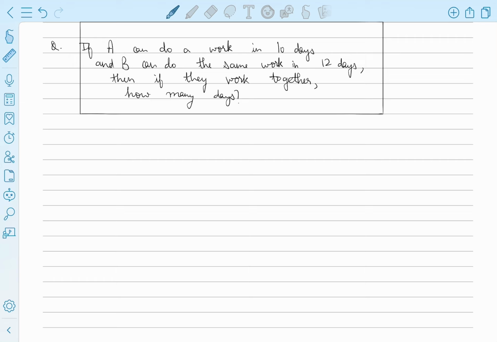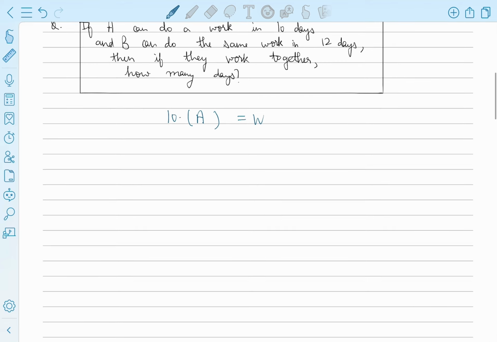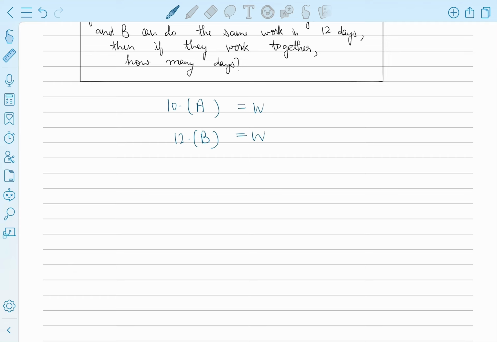If A can do a work in 10 days and B can do the same work in 12 days, then if they work together, how many days would they require? So I'm going to form two equations from the given question. The person A takes 10 days and does a work. This is how I form an equation. And then for the second equation, B does the work in 12 days, and it's the same work, W. Now it's asking me if they work together, that is A plus B, they work together and they do the work.